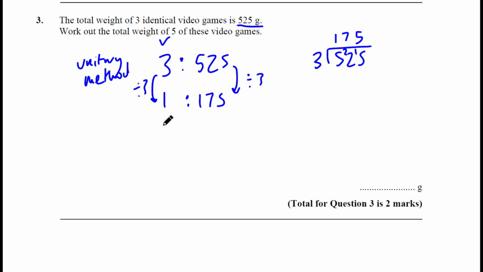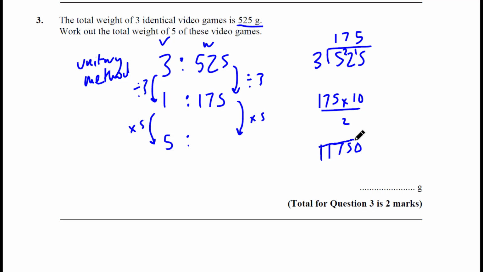Now we need 5 video games. Let's put W for weight there. So we just multiply the 1 by the 5 here, because this is a form of or type of direct proportion. Now, easy way to times by 5 is the same as timesing by 10 and then dividing by 2. So what's 1750 divided by 2, and then you could work that out, but that is just going to be 875. So the answer is 875 grams. So that's a nice 2 marks again.